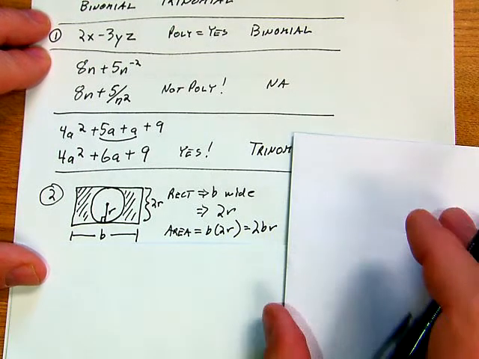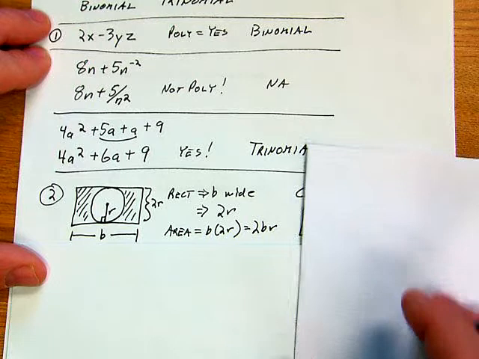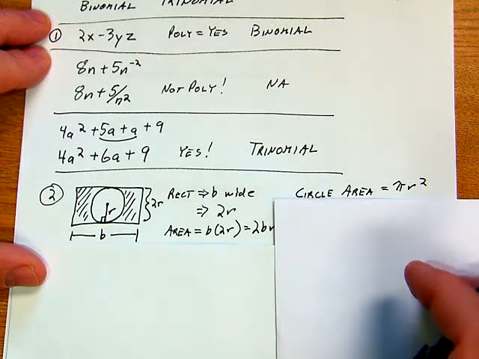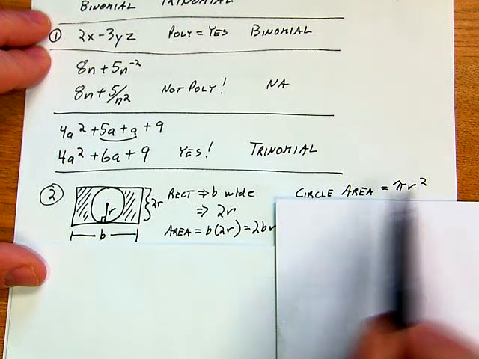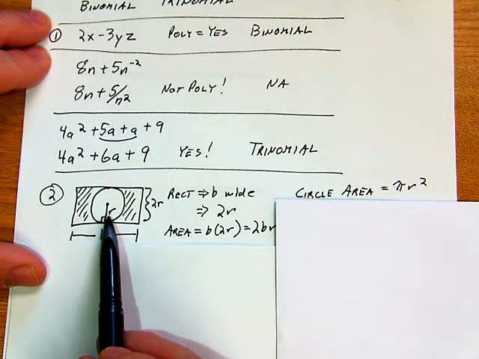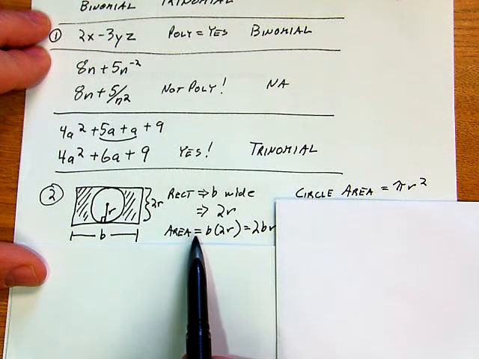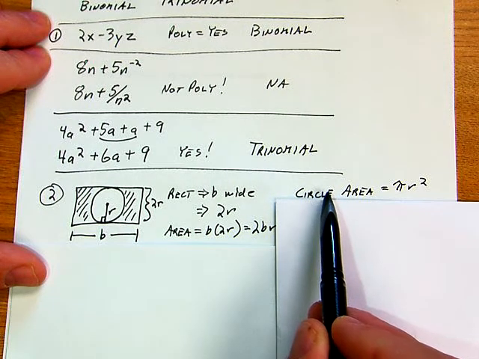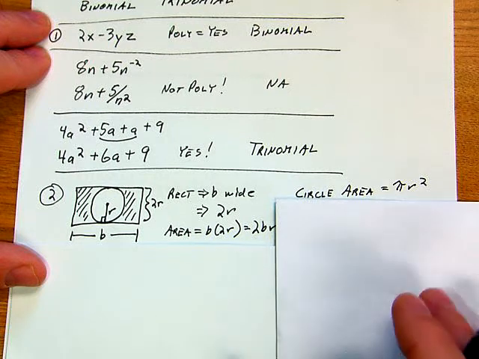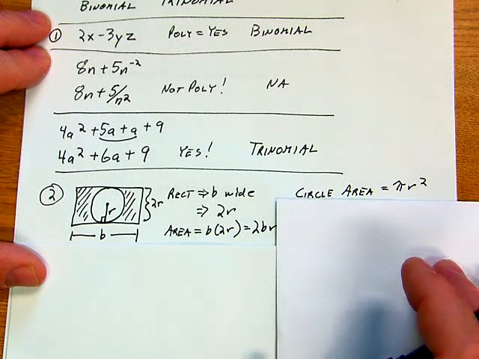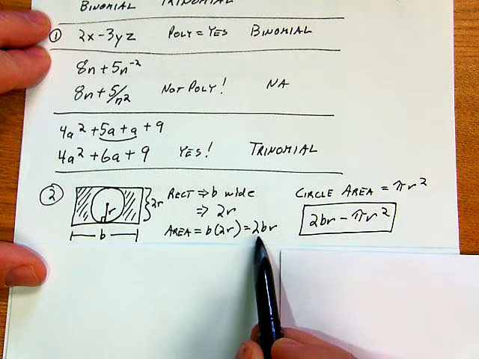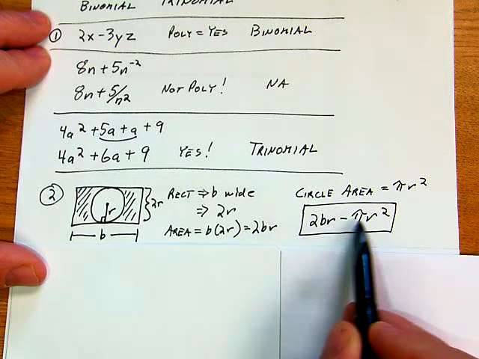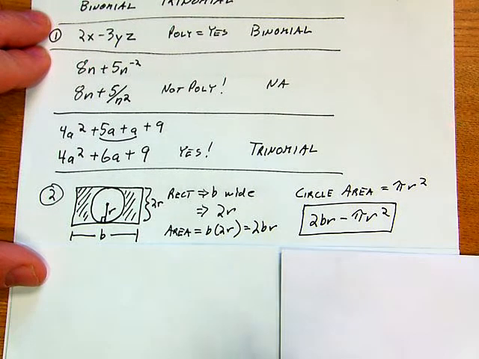Now let's take a look at the circle. The circle has an area of pi r squared, so we need to take the area of our rectangle and subtract from it the area of our circle, and that will tell us how much the shaded area is. And there that is: 2br, the area of our rectangle, minus pi r squared, the area of our circle.